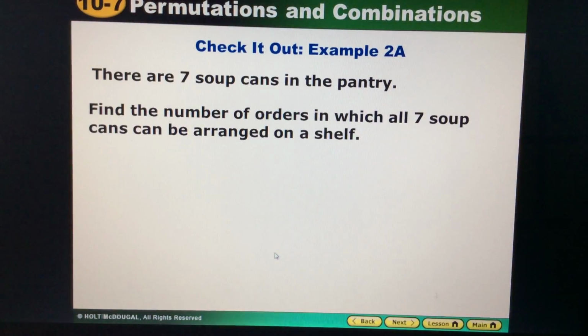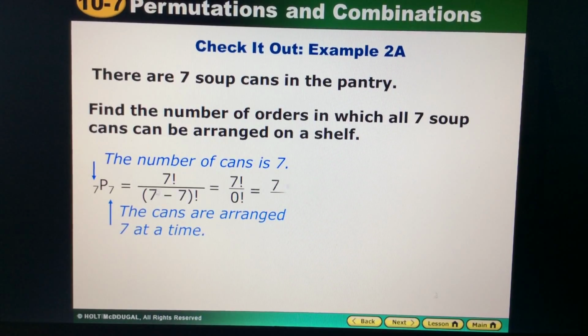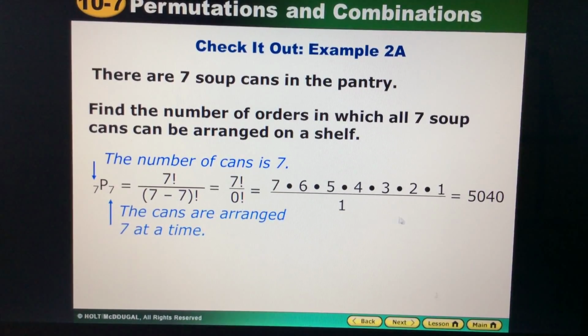All right, so now if we look at some examples, there are 7 soup cans in the pantry. Find the number of orders in which all 7 soup cans can be arranged on the shelf. So order matters. So once you arrange one, it can't be there in the next position or any of the other positions. So that's going to be a permutation of 7 things taken 7 at a time. So that's going to be 7 factorial over 7 minus 7 factorial, just using the formula, which is 7 factorial over 0 factorial, which 0 factorial is 1. So you're just actually taking 7 factorial, which is 5,040 different arrangements.